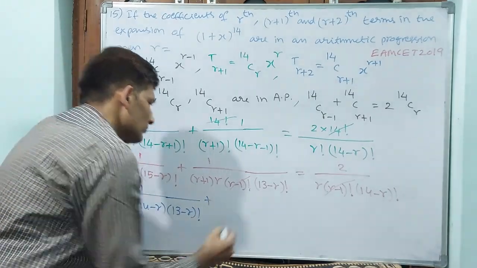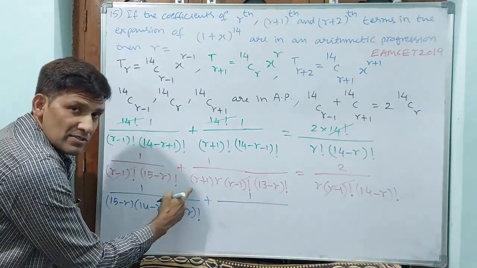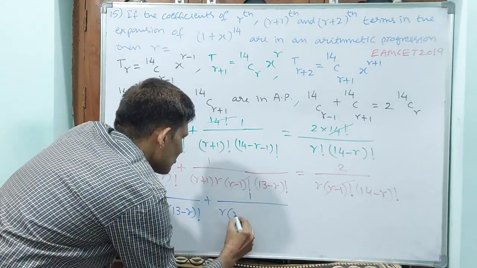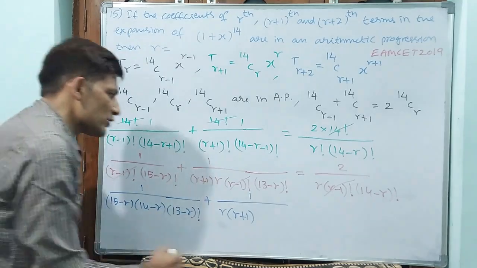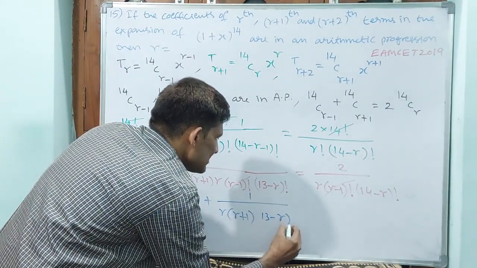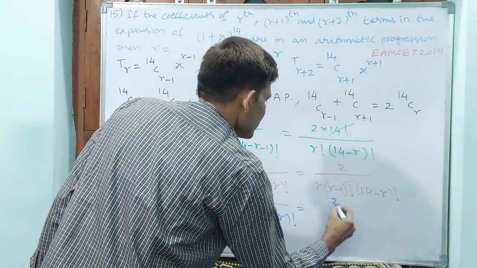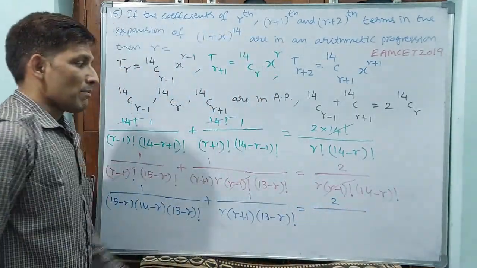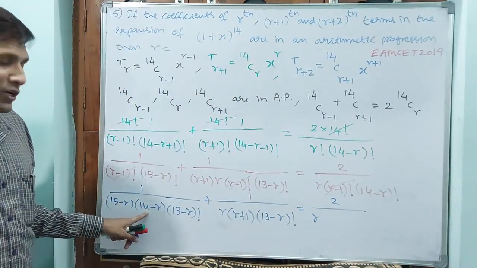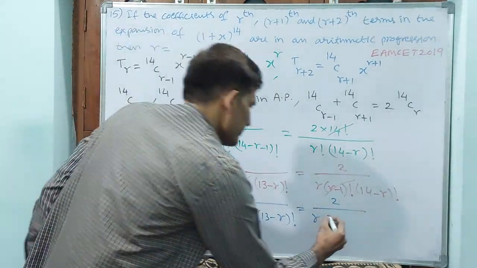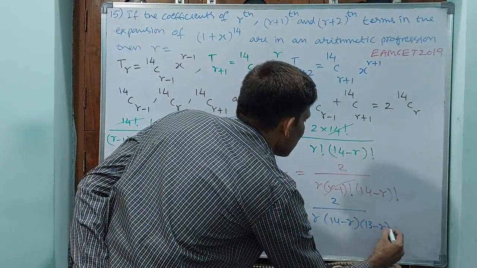Plus 1 by, but here you see r into r plus 1 is there. Don't forget. r into r plus 1, no factorial. But 13 minus r factorial, you give 13 minus r factorial like this only. Okay? That is equal to 2 times r, divided by, but here r is there, you keep like this only r. 14 minus r into 13 minus r factorial.